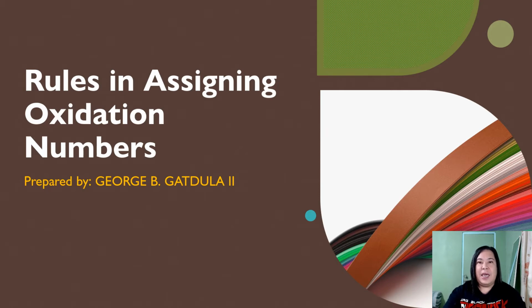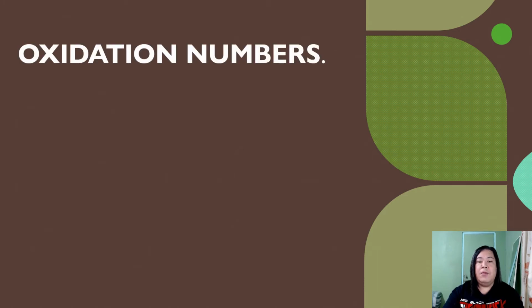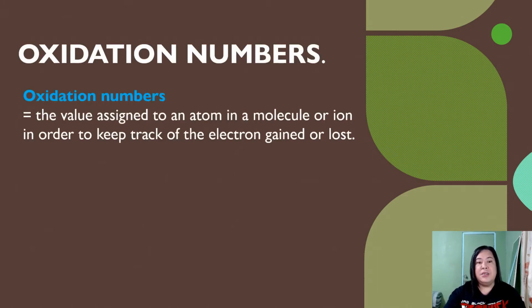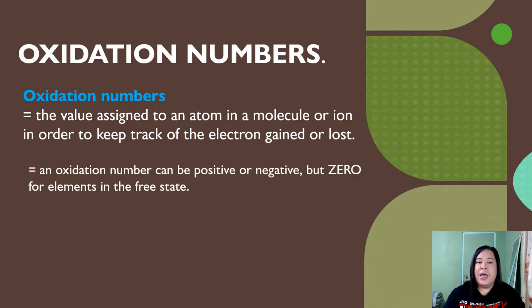So, hello once again. For today, we'll be discussing all about the rules in assigning oxidation number in each given element. Okay. What are oxidation numbers? Oxidation numbers are the numbers or the value assigned to an atom in a molecule or ions in order to keep track of the electron gain or loss. An oxidation number can be positive or negative, but the zero oxidation number is assigned only for free elements.